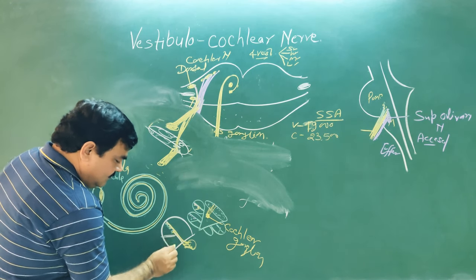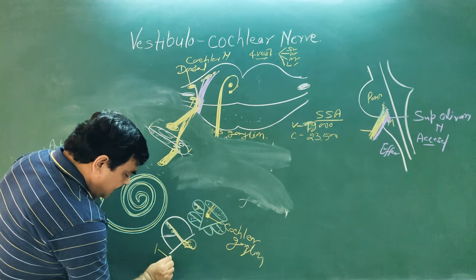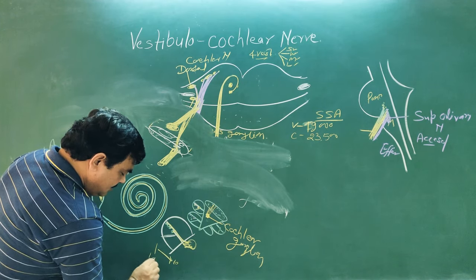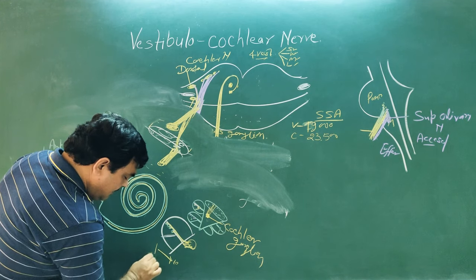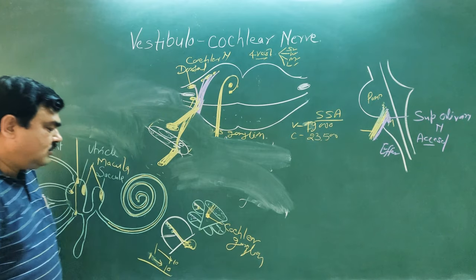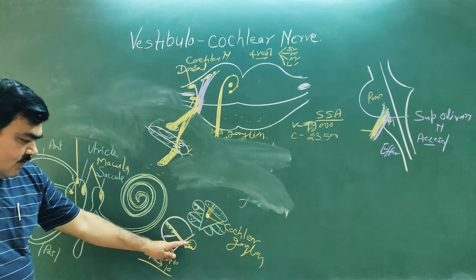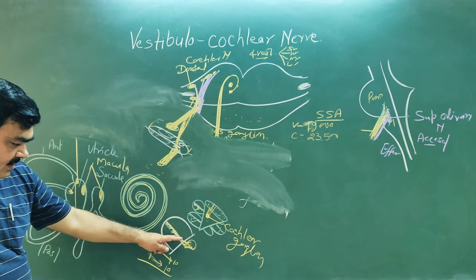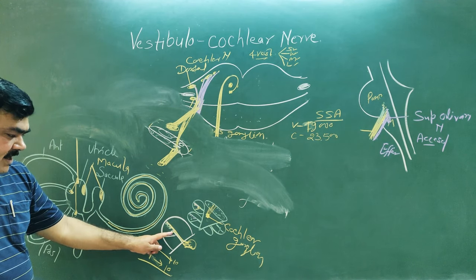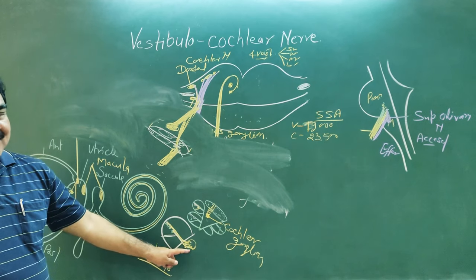So one inner hair cell is attached with 10 nerve fibers and, sorry, one nerve fiber is attached to 10 outer hair cells. So one nerve fiber is attached to 10 outer hair cells, and one inner hair cell is attached to 10 nerve fibers.